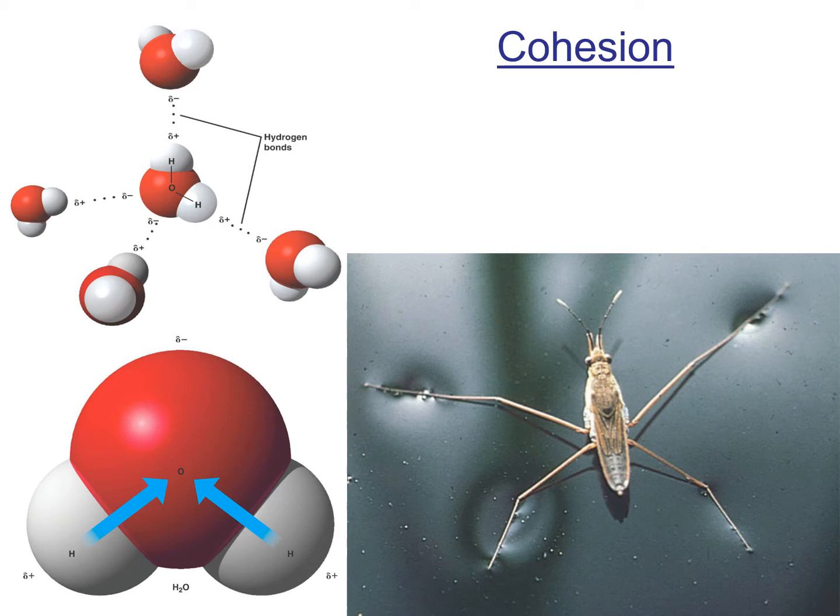Now, if you wanted to be mean to these guys, what you could do is add a little bit of detergent to the water, like dish soap. What detergents are, they consist of an amphipathic molecule. We'll talk about this later, but an amphipathic molecule is a molecule that has one end that's hydrophobic and one end that's hydrophilic. The hydrophilic end sticks to the water.